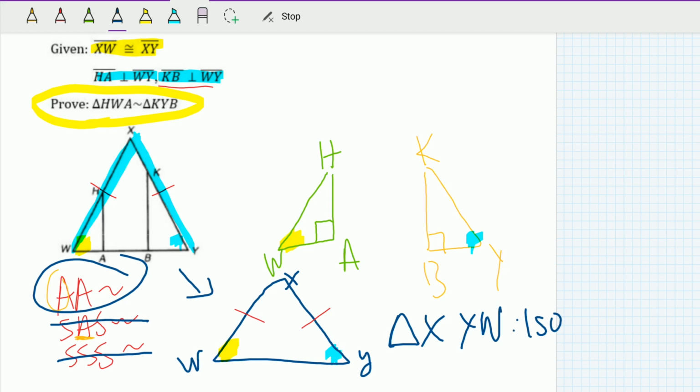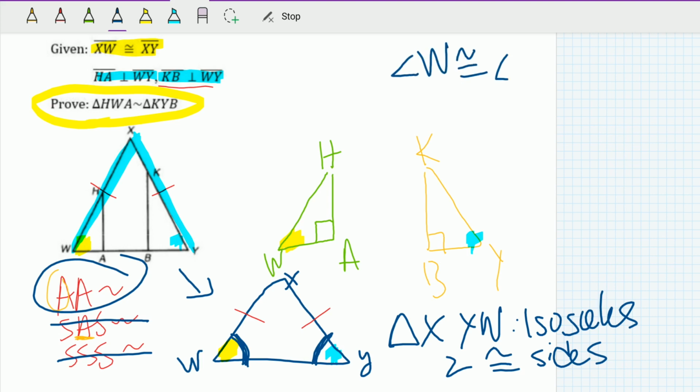is actually an isosceles by definition because it has two congruent sides. And so by definition, an isosceles has two congruent sides. It also has two congruent angles. So what that means is that these two angles are congruent because they come from an isosceles triangle, right? So that right there is super important. So we can say angle W is congruent to angle Y by definition of an isosceles.